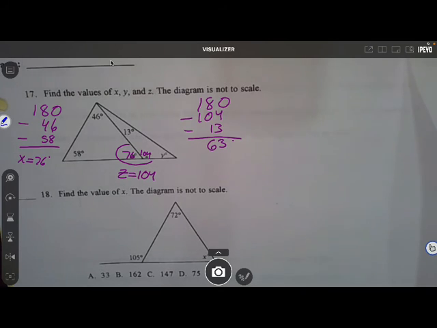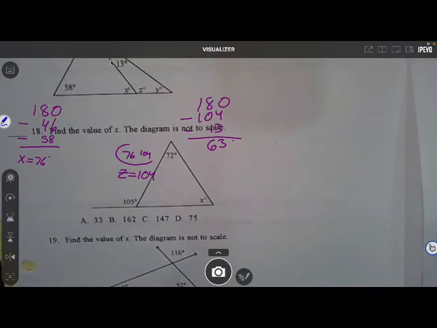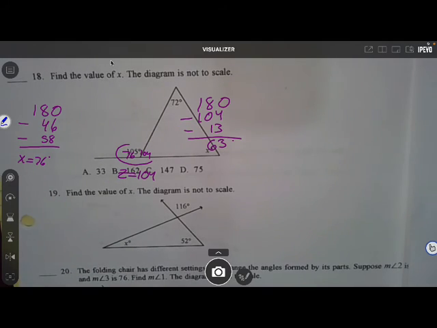Let's see. How many? Oh, 37. So we're almost halfway. Or I guess we are pretty much at the halfway mark now. All right, let's keep going. We're at number 18.